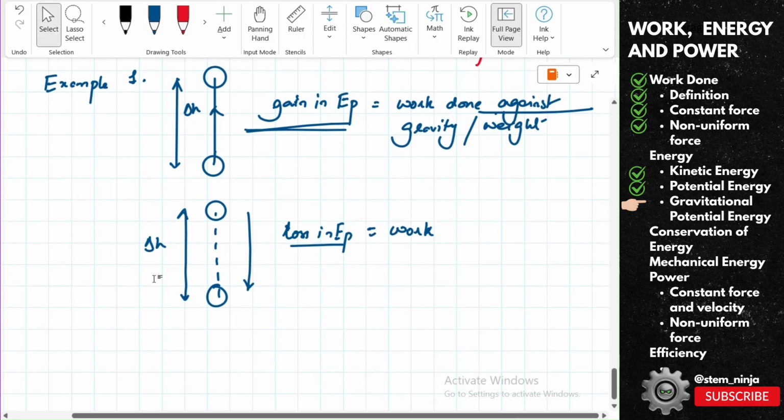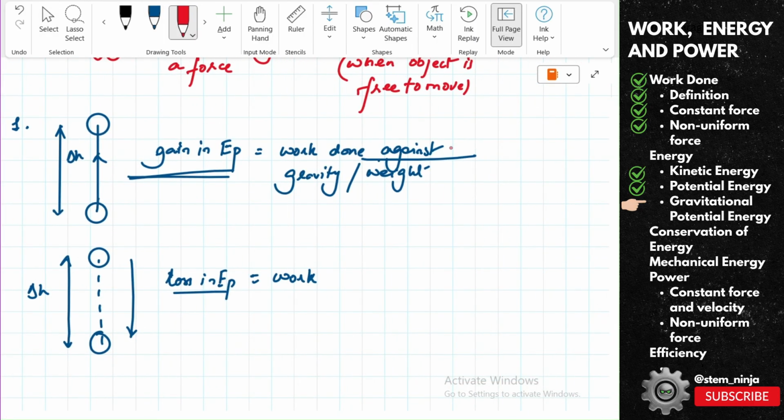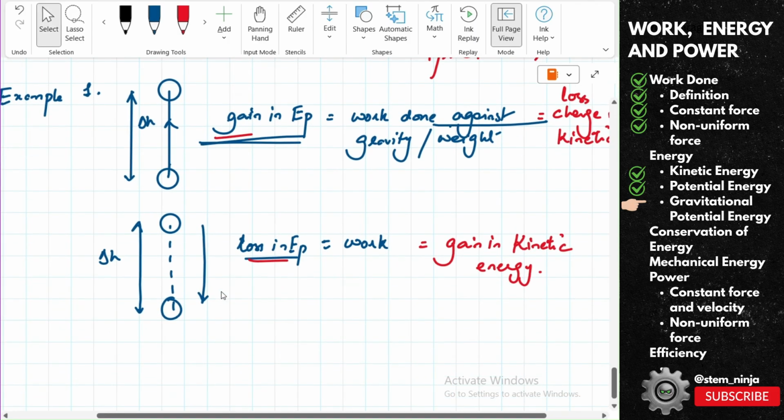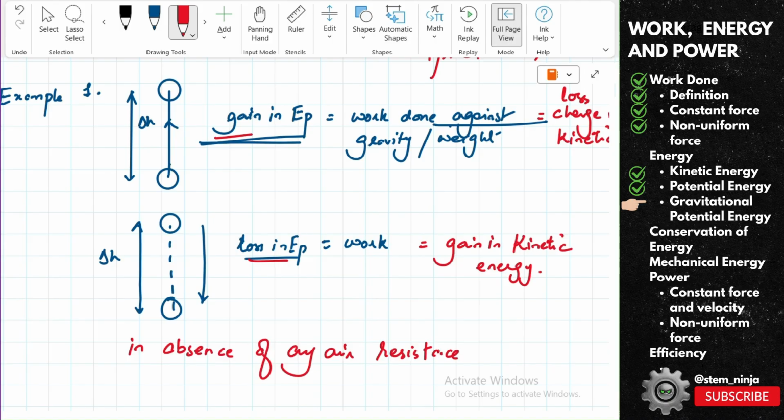Furthermore, from the work kinetic energy theorem, any kind of work will also result in change in kinetic energy. So if it's a gain in EP, it will be a loss in kinetic energy over here. If it's a loss, it will be a gain in kinetic energy. And one big assumption was that this is in the absence of any air resistance or any other resistive forces also.